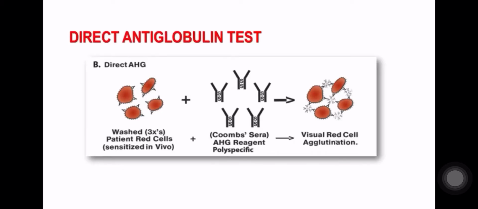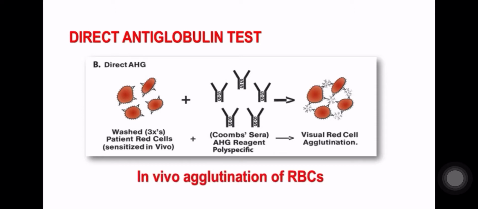Now, just a recap. There are two types of antiglobulin tests. We have DAT and IAT: the direct antiglobulin test and the indirect antiglobulin test. Now, DAT detects red cells coated in vivo with immunoglobulin or complement. Remember, washed red cells from a patient or donor are tested directly with anti-human globulin reagents, forming a visual red cell agglutination. Now, this test is used to detect hemolytic transfusion reaction, HDN, or autoimmune hemolytic anemia.